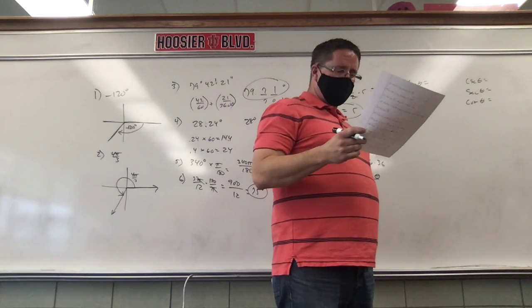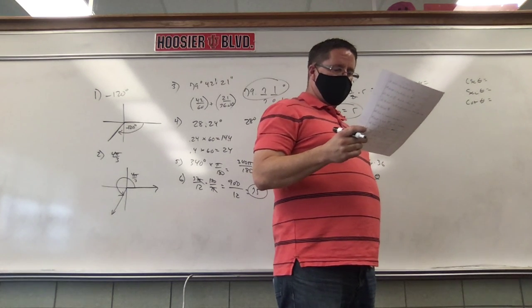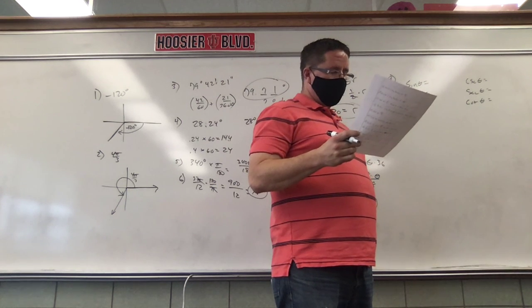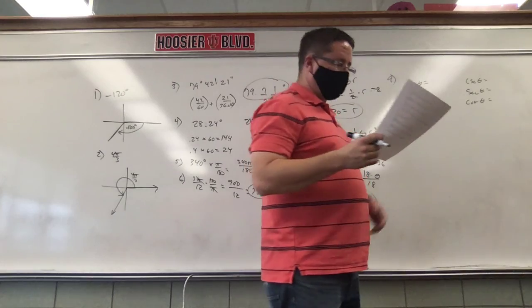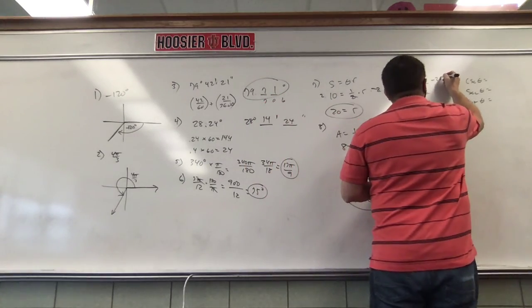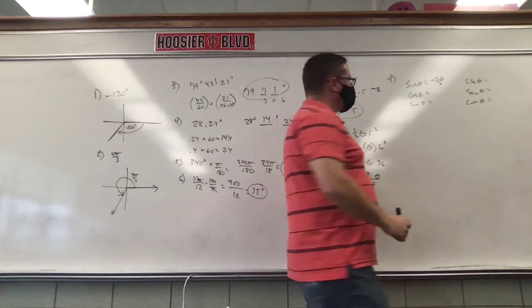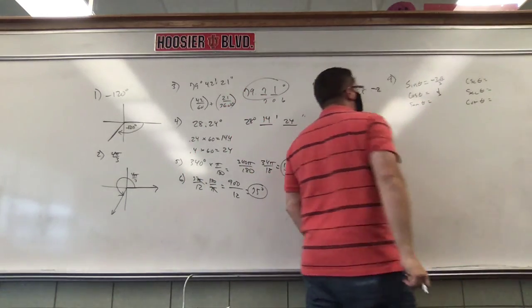Do we know what sine is? Or not? Yeah, what is it? Careful. Negative 2 root 2 over 3. Negative 2 root 2 over 3. Do we know cosine? 1/3. Okay.